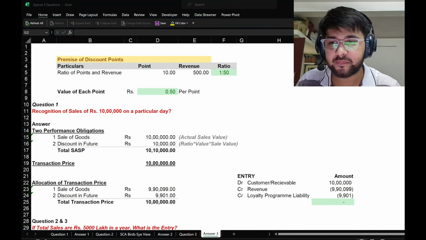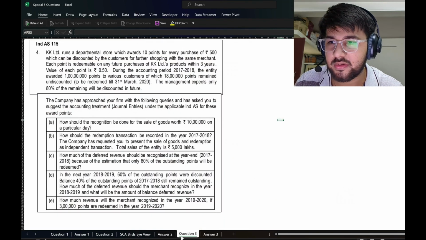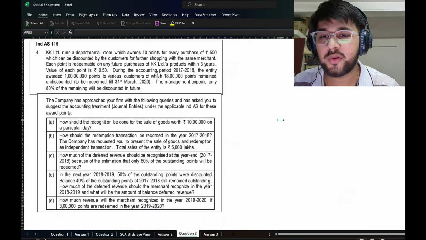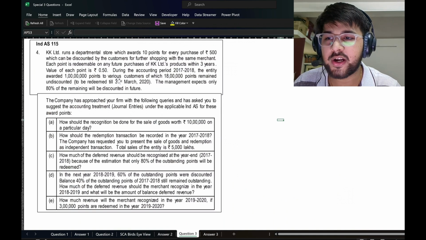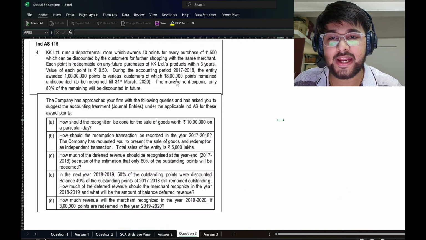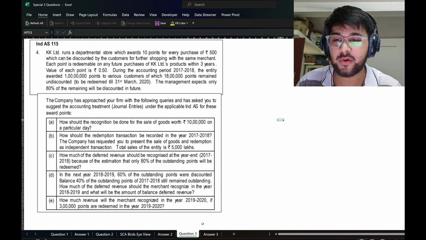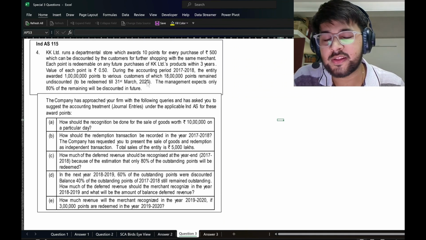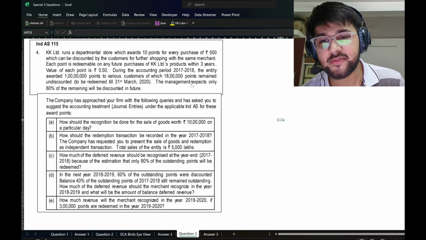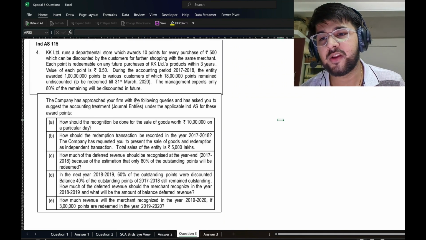All right. So the next part of the question says that during the period 17-18, the entity awarded 1 crore points to various customers, of which 18 lakh points remained undiscounted, to be redeemed till 31st March 2020. So within the 3 years period, the management expects only 80% of the remaining will be discounted in future.